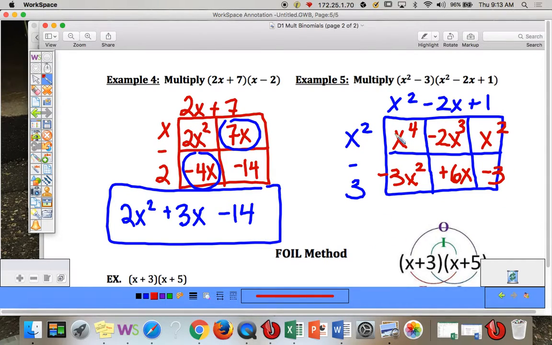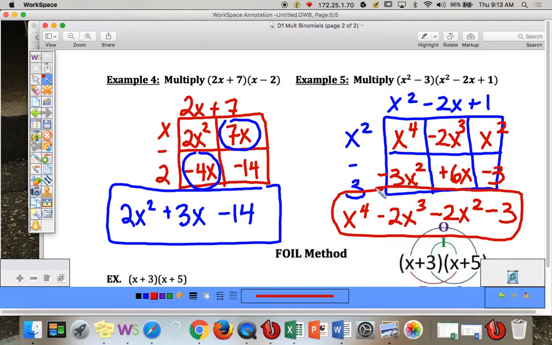All right, here the highest exponent is x to the 4th. We're going to write that first. We only have 1 x to the 3rd, negative 2x to the 3rd. We have 2 x squared terms, so negative 3x squared plus x squared is negative 2x squared. And then we have our minus 3 at the end. So you can use this to multiply a trinomial times a binomial as well.